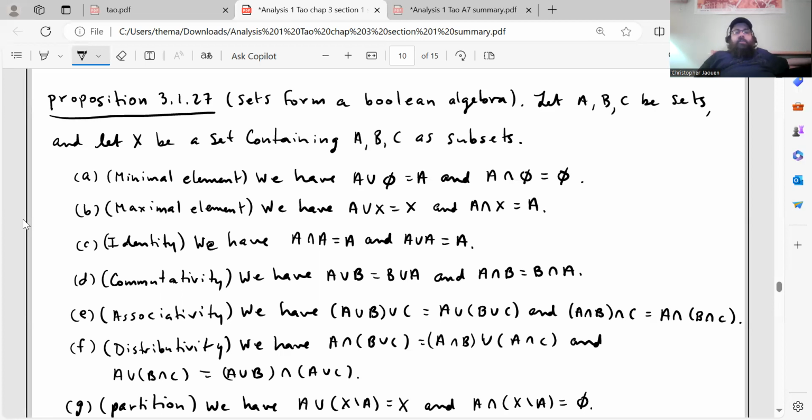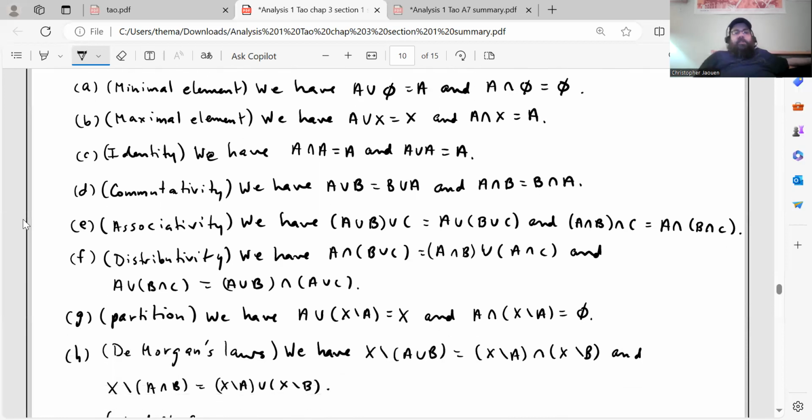Okay, part A, minimal element. We have A union the empty set equals A, and A intersect the empty set is the empty set. We have part B, maximal element. A union X equals X, and A intersect X equals A. The next property, part C, is called identity. We have A intersect A equals A, and A union A equals A.